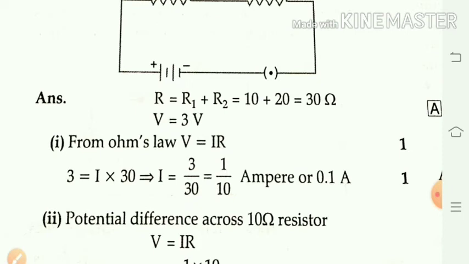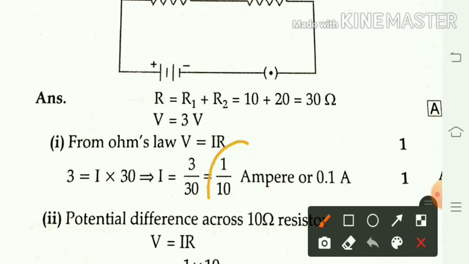From Ohm's law, you can write the formula as V is equal to IR. By putting these values of 3 volt, then resistance R is 30 ohm. In terms of electric current I, we can write I as V by R. So V value is 3, R value is 30. So I is equal to 3 by 30. It becomes equal to 1 by 10, that is 0.1 ampere. So the electric current flowing through the electric circuit when resistors are connected in the series combination is equal to 0.1 ampere.